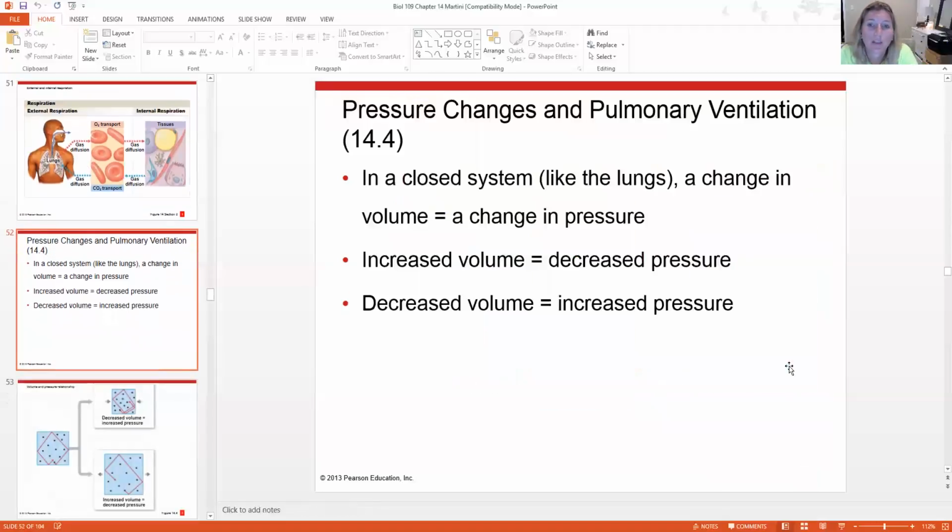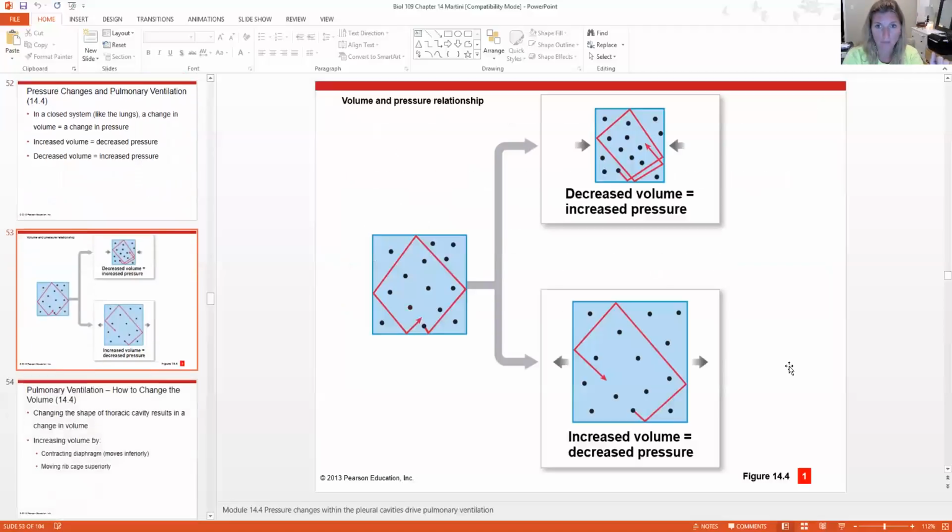So let's talk about the role of pressure in pulmonary ventilation. In a closed system like the lungs, any change in volume is going to be related to a change in pressure. If you increase the volume, you're decreasing the pressure, right? If I decrease the volume, then I'm increasing the pressure. It's an inverse relationship between pressure and volume. So take a look here if you're a little bit confused.